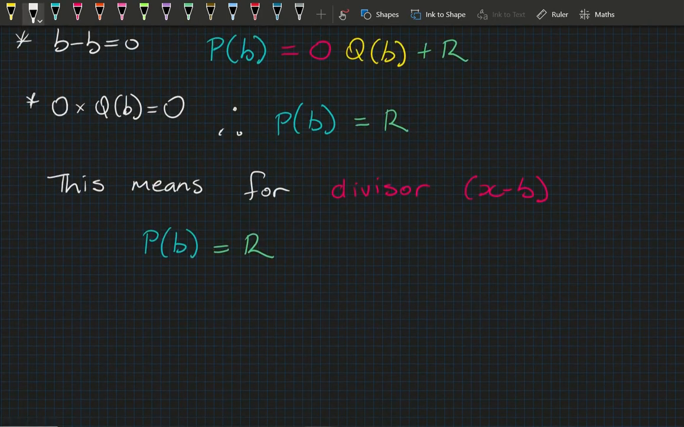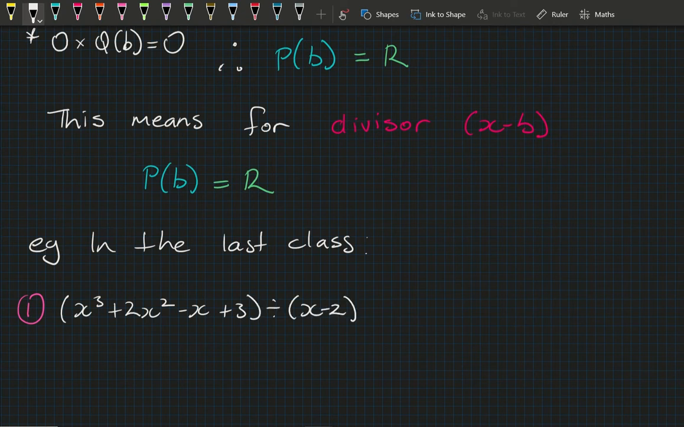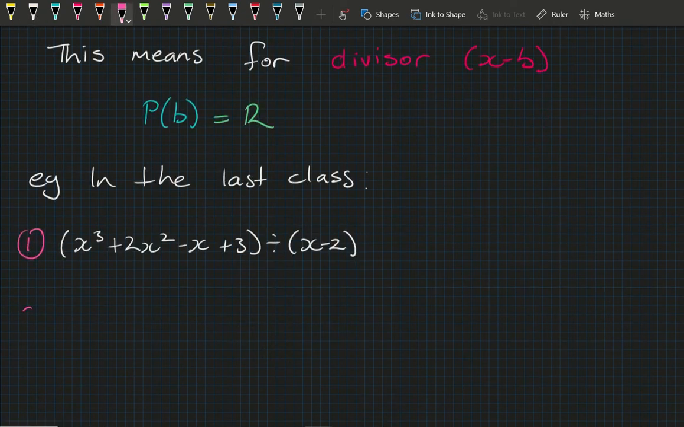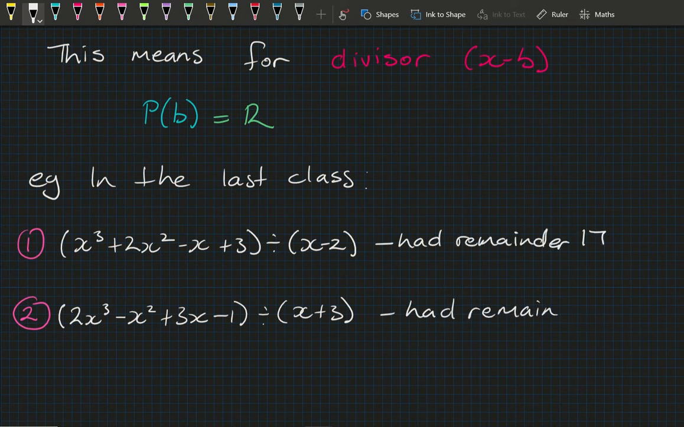Let's go back and have a look at some examples from the last class. I'm not sure if you remember, but we did x cubed plus 2x squared minus x plus 3 divided by x minus 2. We also did 2x cubed minus x squared plus 3x minus 1 divided by x plus 3. Now hopefully you don't have any panic attacks here. I'm not going to ask you to do long division right now, but let's recall from these examples that the first one had a remainder of 17 and the second one had a remainder of minus 73.